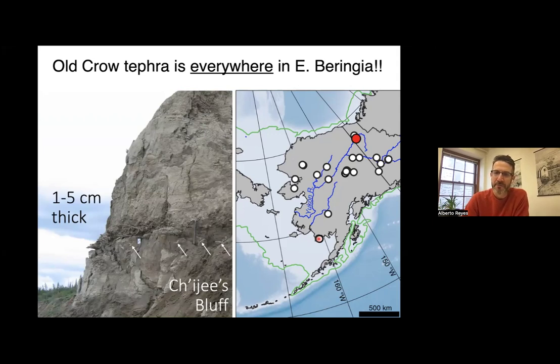So this is at Chiji's Bluff on the Porcupine River in Arctic Yukon. And this tephra is, like I said, all over the place. Chiji's Bluff is about a 4 kilometer long exposure, and you can basically walk along at the level of Old Crow tephra and just follow it. It is just everywhere.